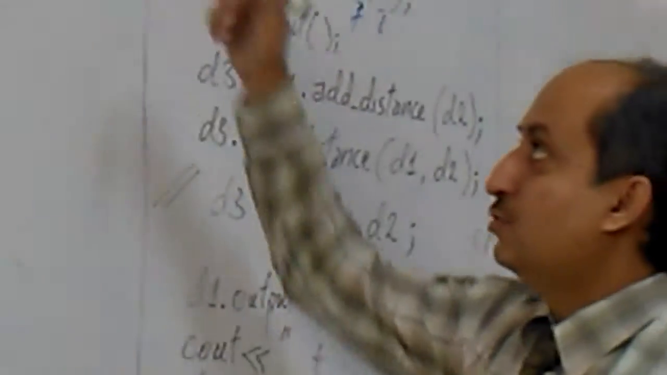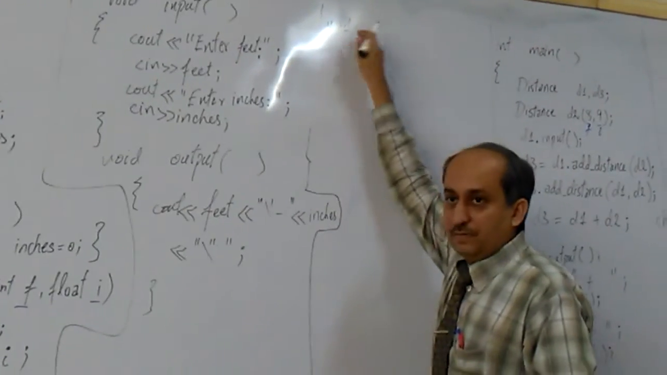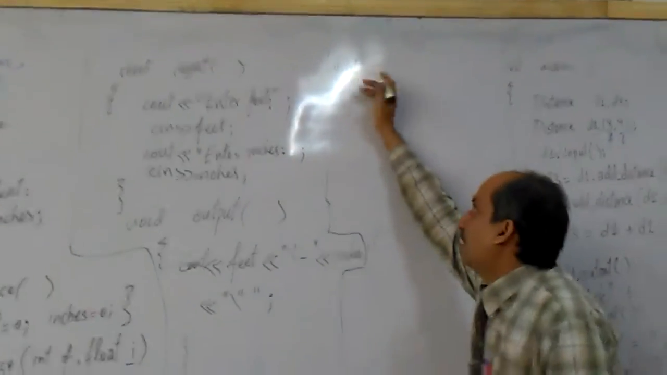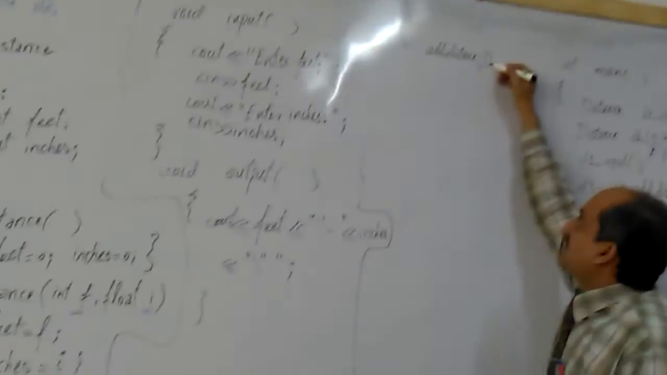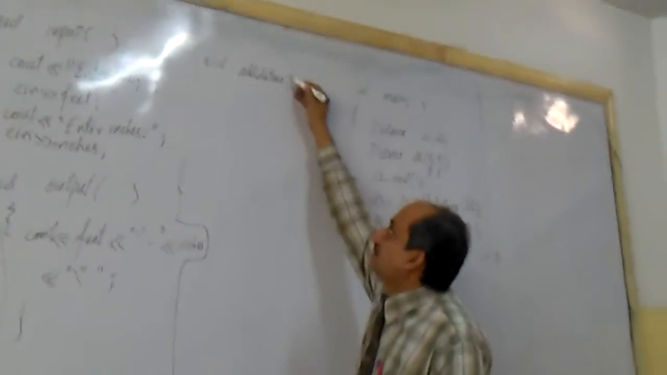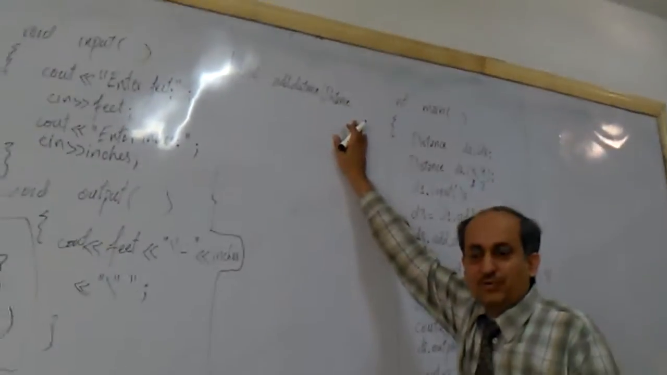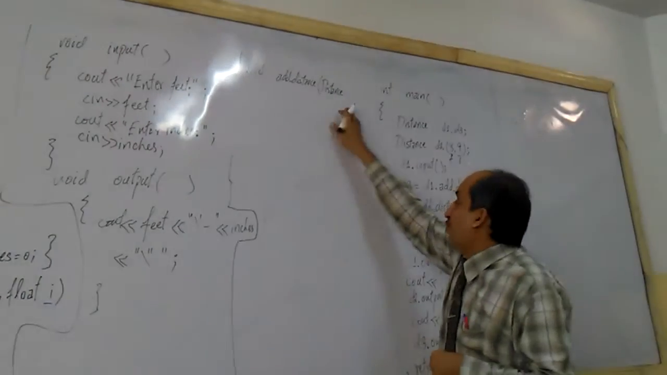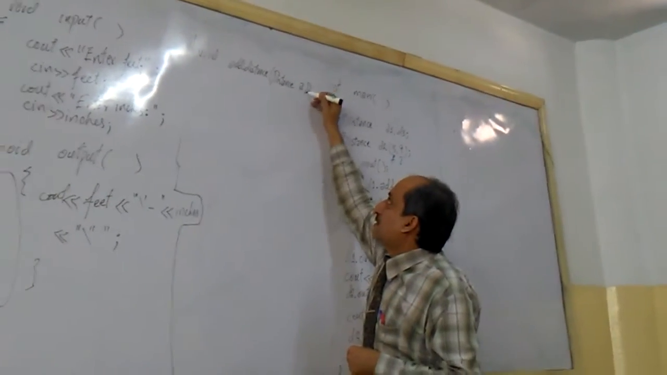So we may use void as the return value type of that function call. And the function name is add distance. And what are the arguments? Distance type objects. Our class name will be treated as a data type. It is a programmer defined data type. Both of these arguments, D1 and D2, are of distance type.